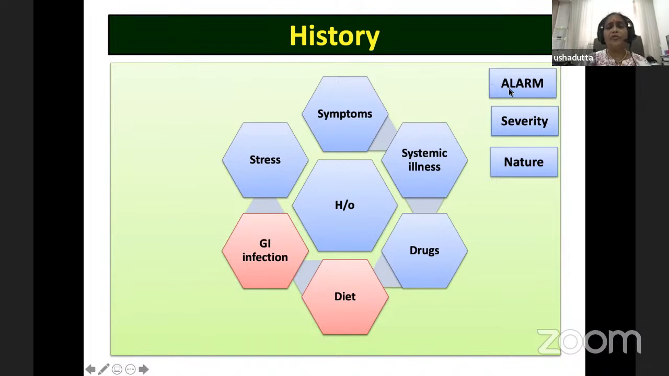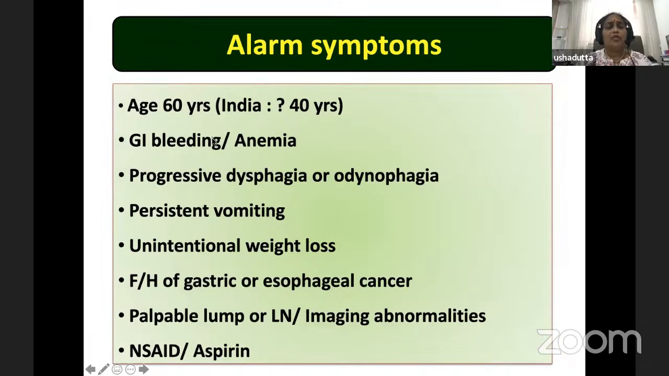So we specifically look for any alarm features, severity of the disease, and the nature of dyspepsia so that we can tailor therapy according to that. So what are the alarm symptoms? This is something all postgraduates should know. In the Western parlance, more than 60 years, a patient coming with new onset dyspepsia. In India, we should start seeing 40 plus. We should keep our eyes and ears open. But in general, we screen after 50 years as per the existing guidelines.